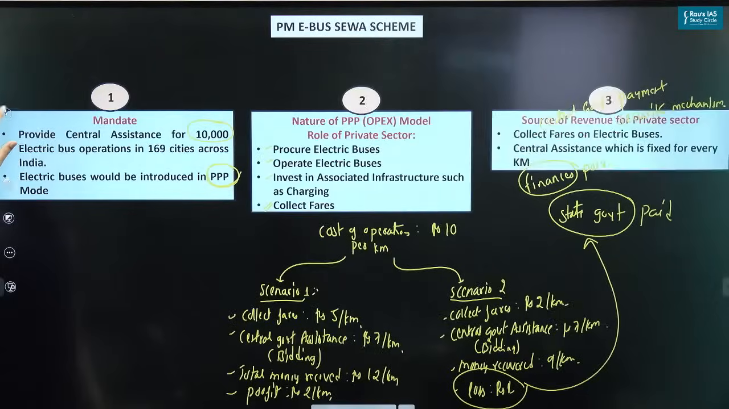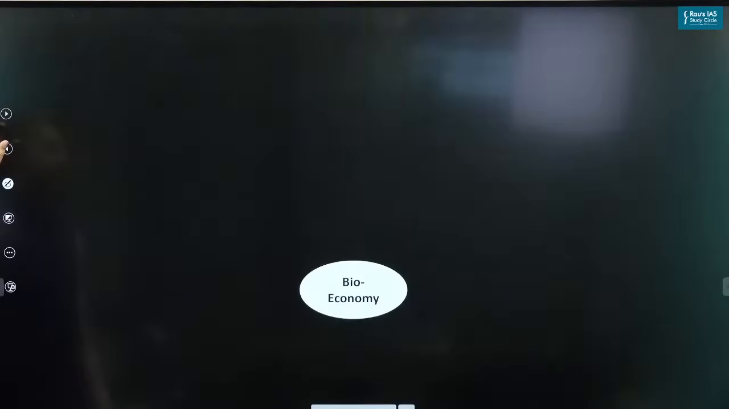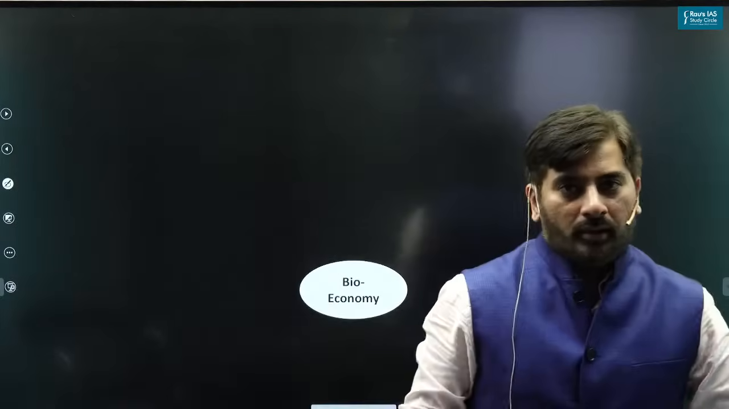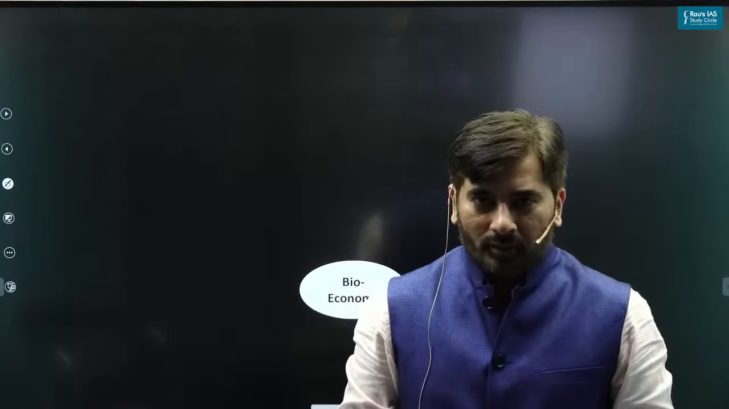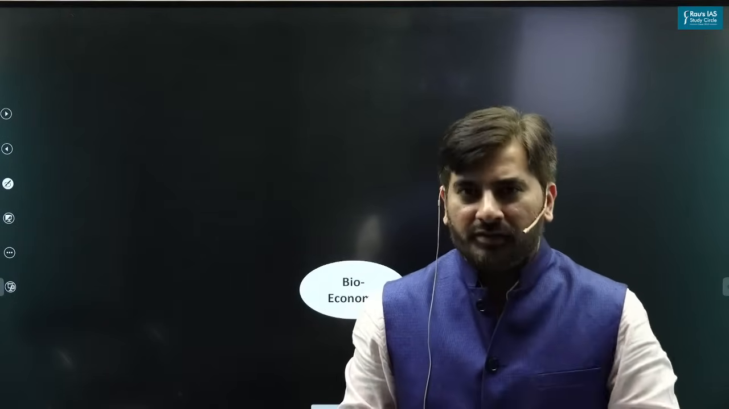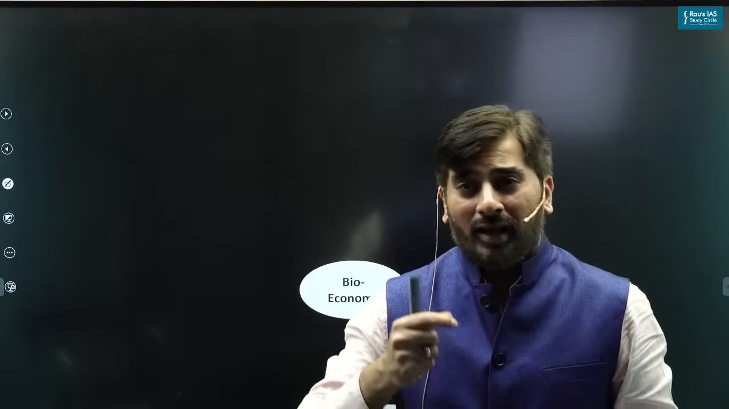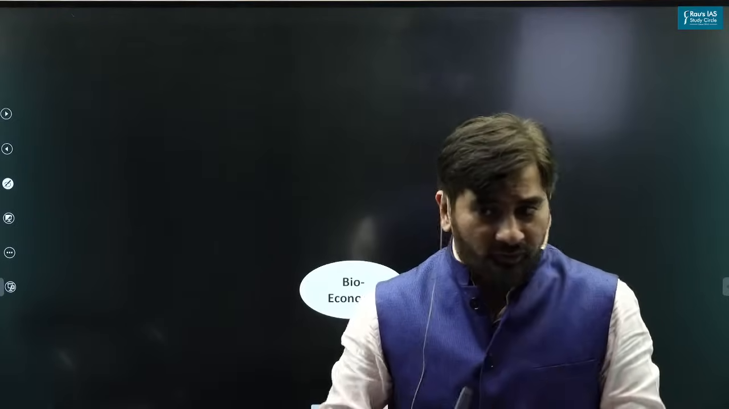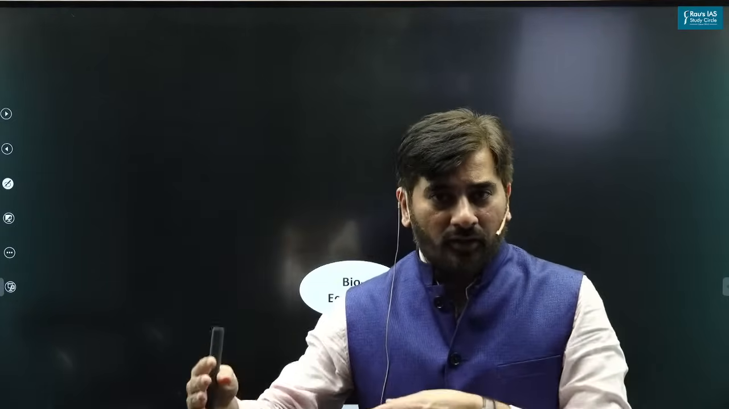Okay. Apart from that, apart from e-bus Seva, you have this topic of bioeconomy. Now, what is bioeconomy? Bioeconomy basically means production of goods and services using plants, animals, microorganisms. So if you're able to produce certain goods by using plants, animals, and microorganisms, that is referred to as bioeconomy. Can you think what can be the products in the bioeconomy?